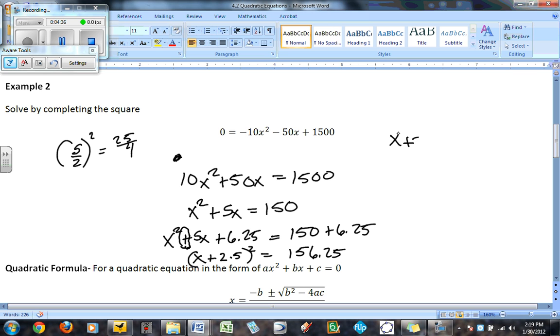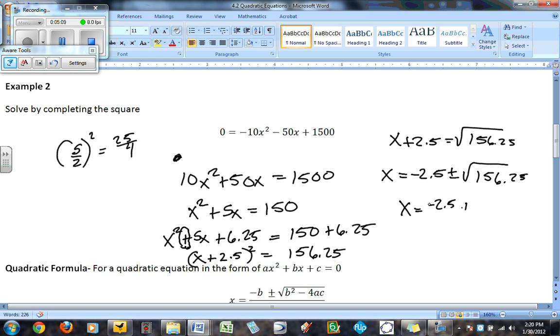So we'll have x plus 2.5 equals the square root of 156.25. And then all we have to do is subtract our 2.5 over. x equals negative 2.5 plus or minus the square root of 156.25. And that's all we have to do. Then, of course, we could take the square root of 156.25, and we get roughly 12 and a half. So we'll have x equals negative 2.5 plus or minus 12.5 when I take the square root of this guy.